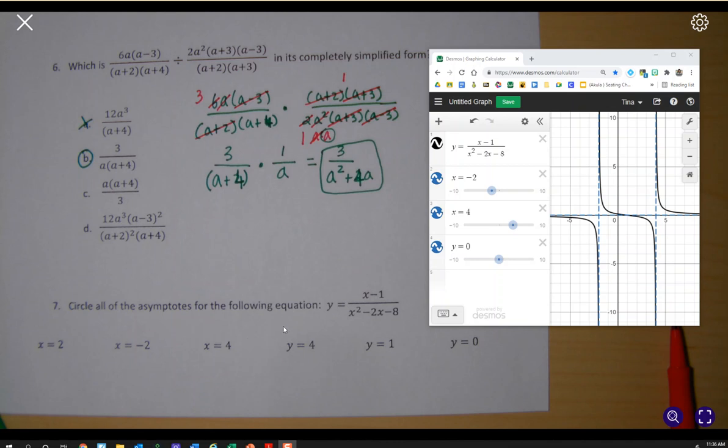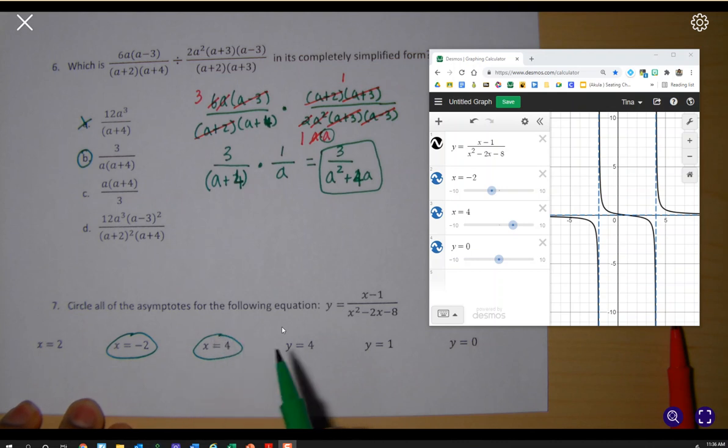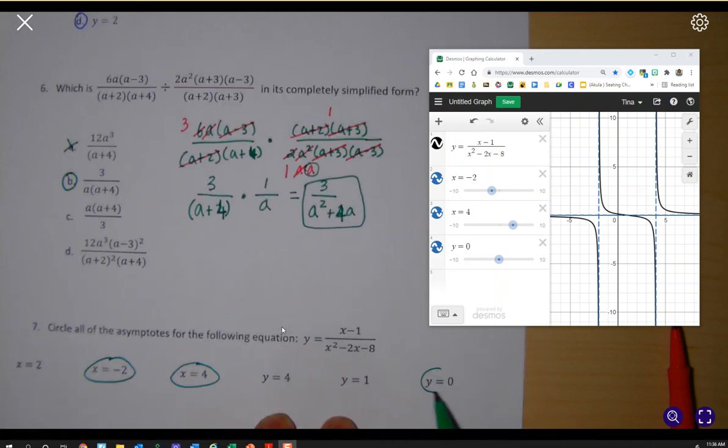Okay. So we have x equals -2. That's 1. X equals 4. You have to check all of them, and then y equals 0. Okay.